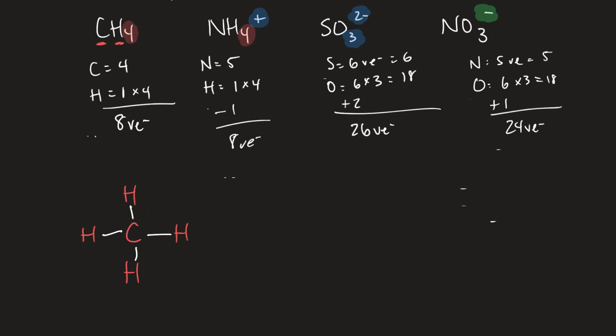Okay, and let's work through all the other ones. So we have NH4 here. Our nitrogen is our center atom, so I'll write a nitrogen here. Our hydrogens are our outside atoms, so I'm going to write 4 hydrogens, and I'm going to connect them by a single bond. We call them single bonds, okay? Single bonds represent these two electrons.